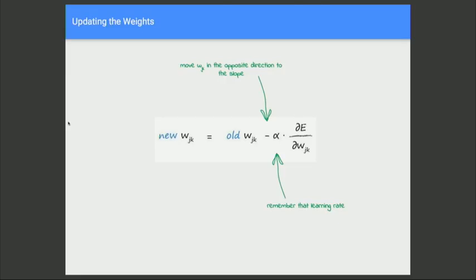So what we've done now is we've worked out a way of improving the weights based on the gradient of that error function, and you've seen this kind of expression many times where we iterate and keep improving.